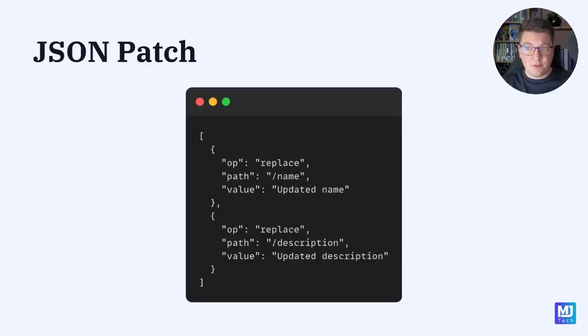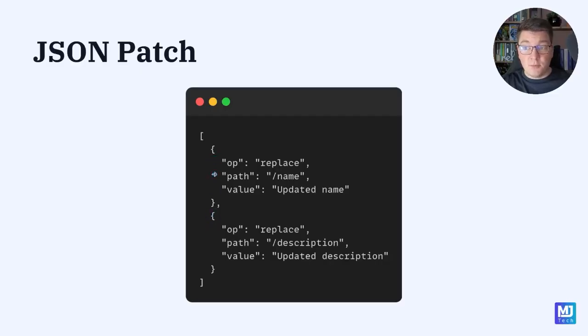Now this is a bit abstract, so let's take a look at a practical example. This is what a JSON Patch document could look like, and you can see it's an array of operations. Each element in this array contains a couple of properties. First, we have which operation we are performing. In this case, we are doing a replacement in both examples.